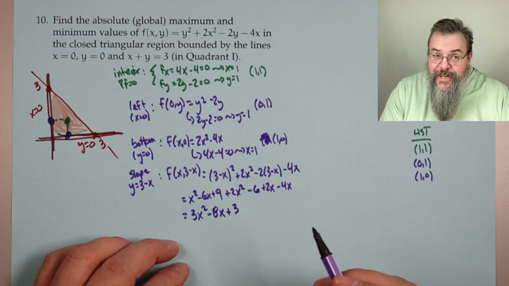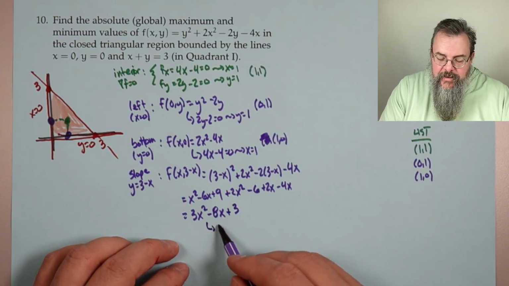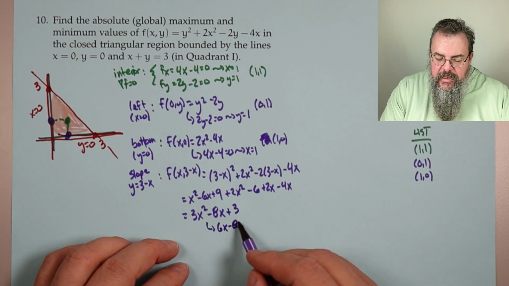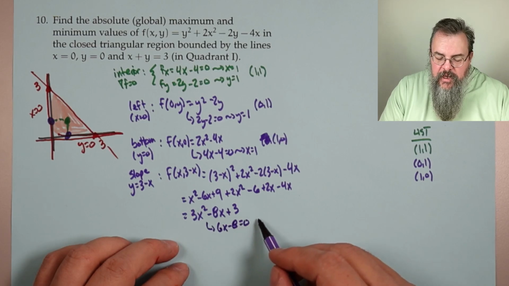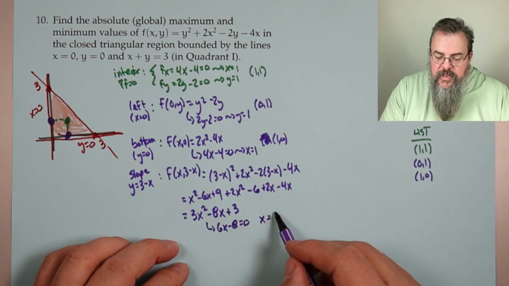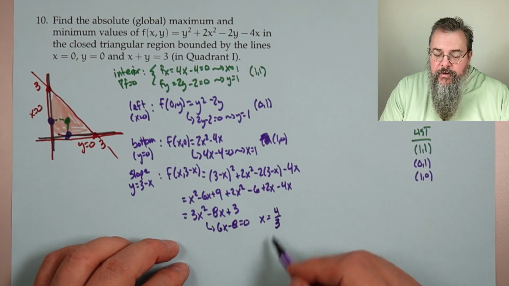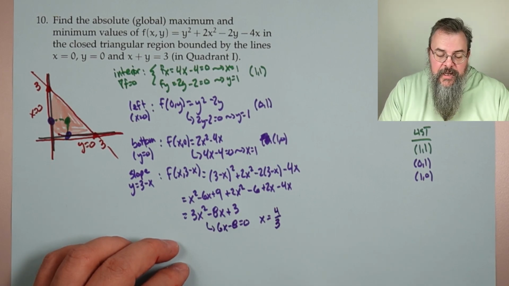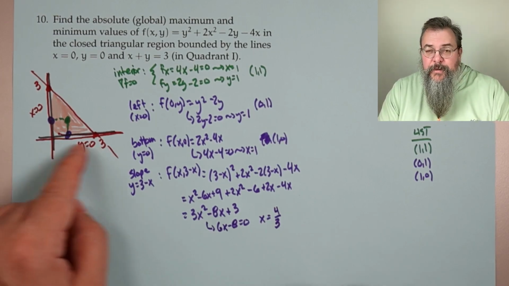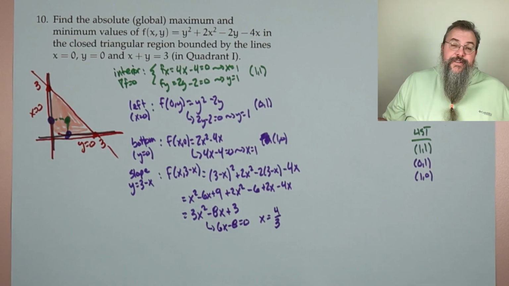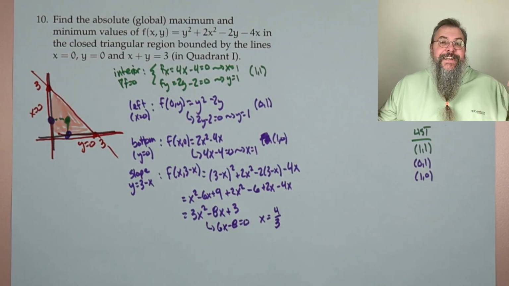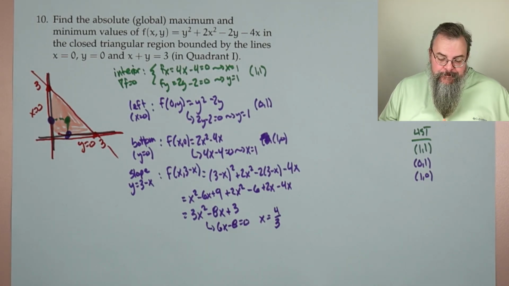Now, take a derivative, and we get 6x minus 8 equals 0. That would say, okay, x equals 8 over 6, also known as 4 over 3. Now, the good news is 4 over 3 is between 0 and 3. Or maybe I should say the bad news is it's a point we have to care about.